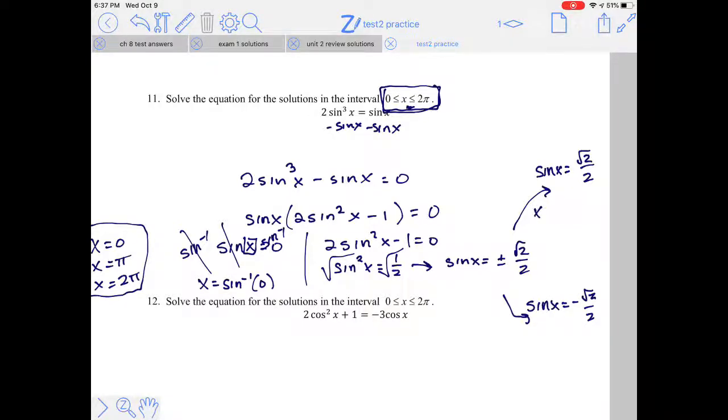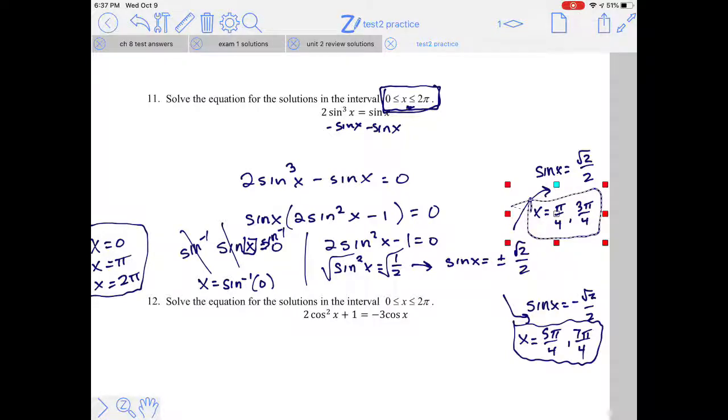So where do we have y values on the unit circle of root 2 over 2? Pi fourths? 3 pi fourths. And the negative y values of root 2 over 2? 5 pi fourths, 7 pi fourths. So we had a few solutions to that problem.